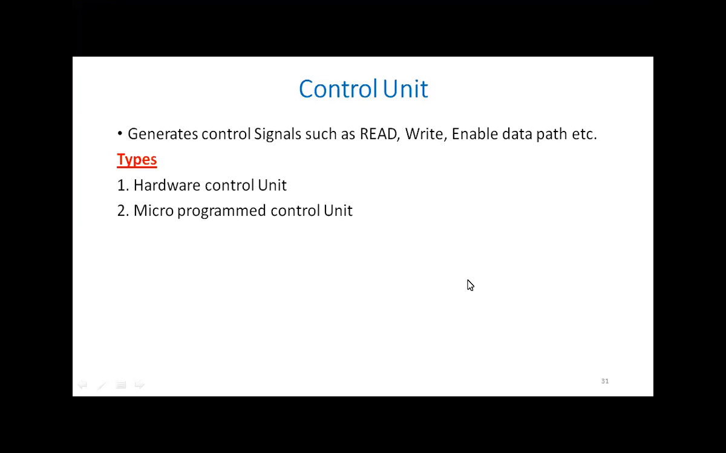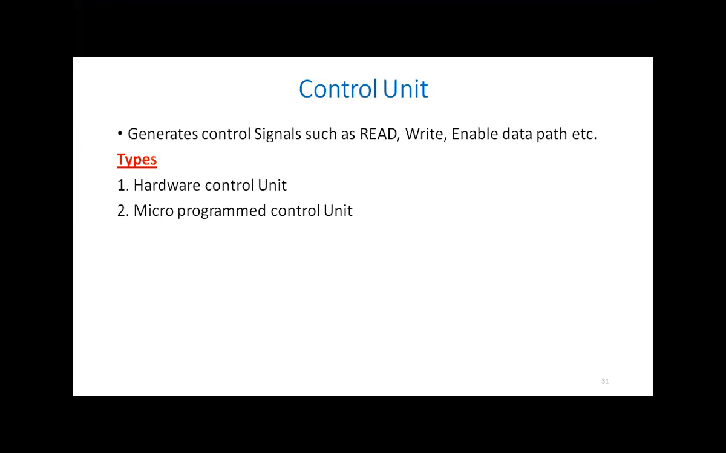Okay, so today we'll discuss the control unit. The control unit generates control signals such as the read control signal, write control signal, or a control signal that is used to enable some parts of the computer, like enabling the data path or enabling some register buffers. So all these are control signals.